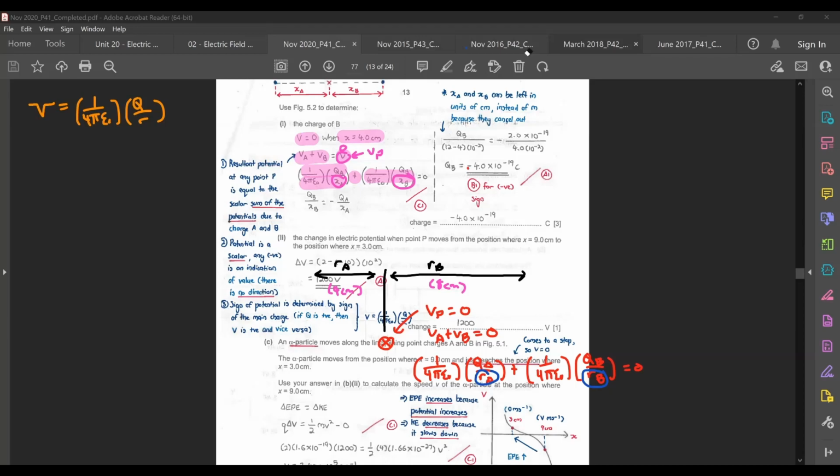All right. So what is of interest to you is that the 1 over 4 pi epsilon naught will eventually cancel off. So your final expression would really just be QB over XB equals negative QA over XA. All right. You know the value of QA, the distance XA, and the distance XB. So finally, you can find out what QB itself is. Eventually, your final value of QB, if you sub everything in properly, is that you will get negative 4.0 times 10 to the power minus 9 coulomb.